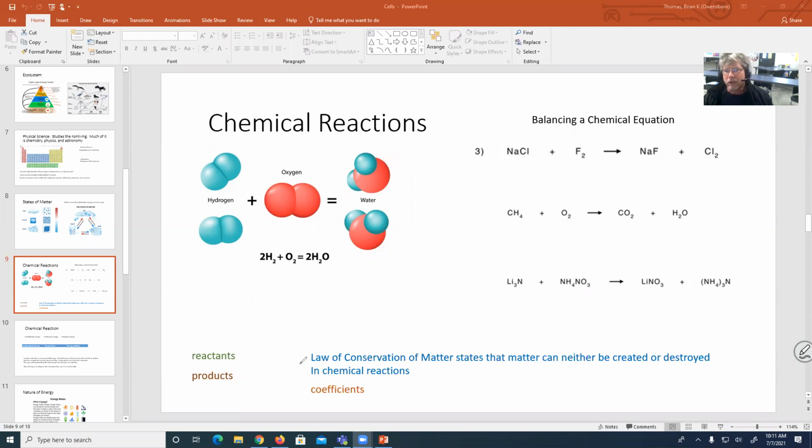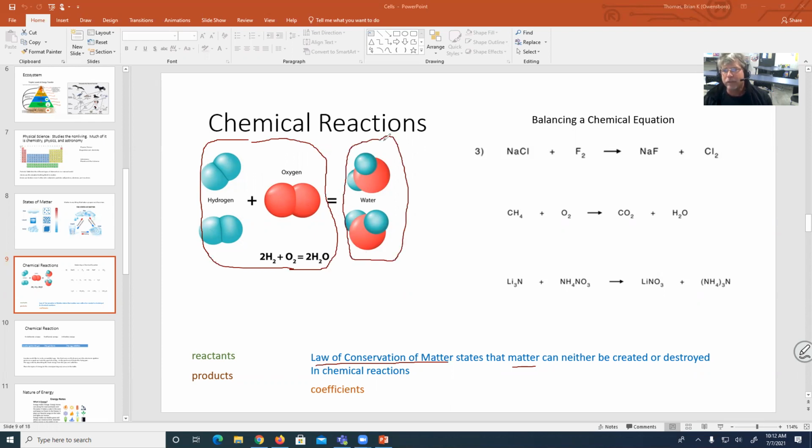One of the things we want to talk about to start with is this law of conservation of matter. This is one of the big things in physical science. What it says is this: matter can neither be created nor destroyed in chemical reactions. So in a chemical reaction, we have what we call these reactants. If you look over here, this side of the equation is the reactants. The products are the other side of the equation.